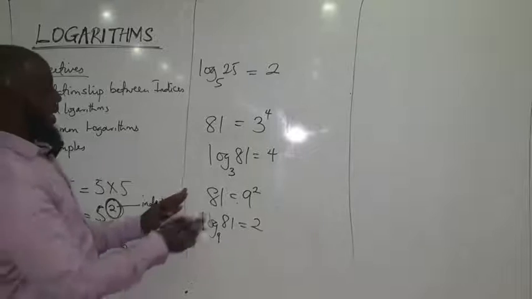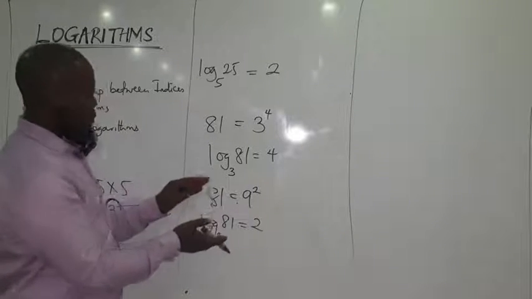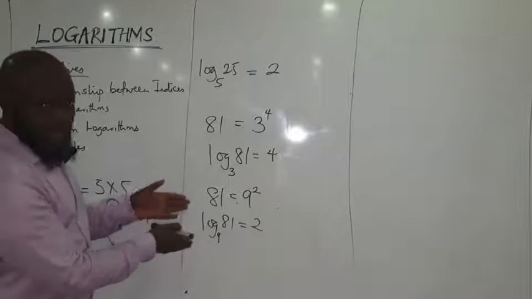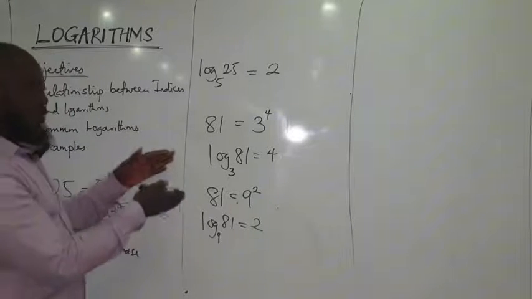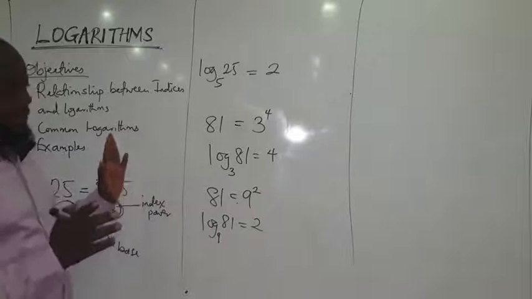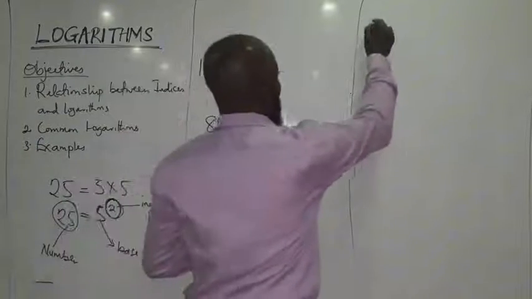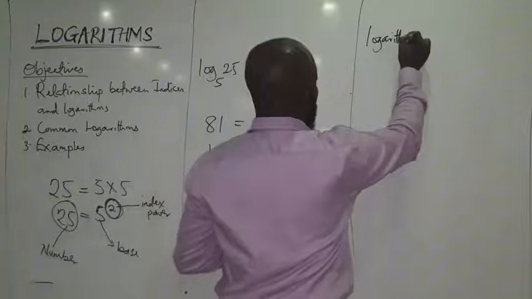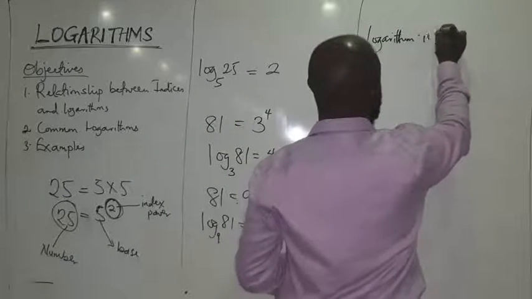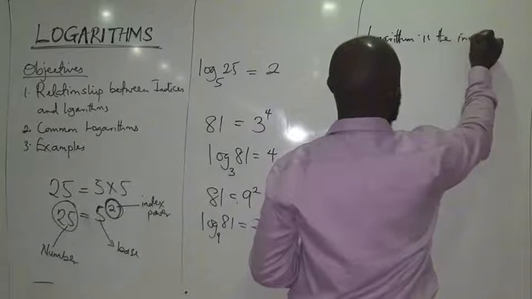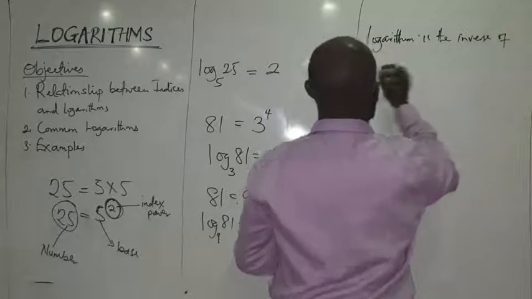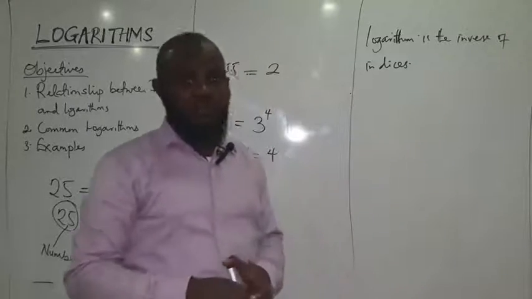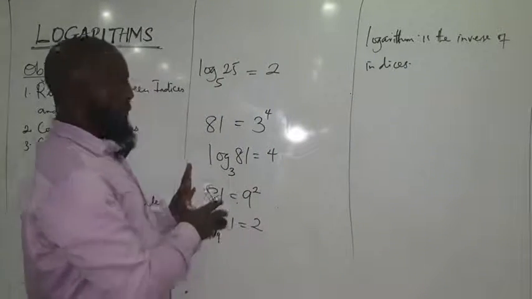So we can change indices to logarithm. That means that logarithm is the inverse of indices. So we can conclude that logarithm is the inverse of indices, which means understanding indices may help you understand logarithm.